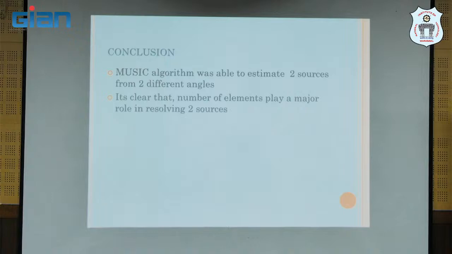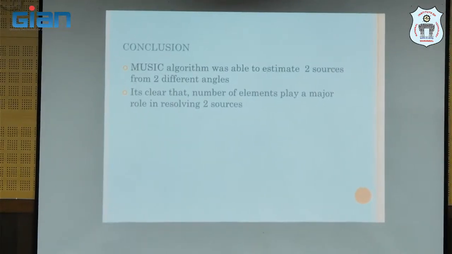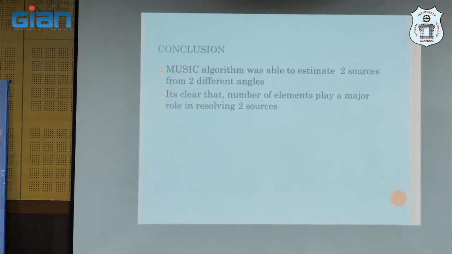So from this, what we can understand is, regarding the number of elements, first we want to find out what resolution we require. Based on that, the number of elements needs to be determined. Then we also need to find out the spacing: what is the frequency of operation, and what will be the element spacing. Both are important. That's all.